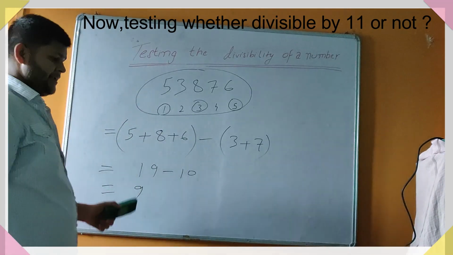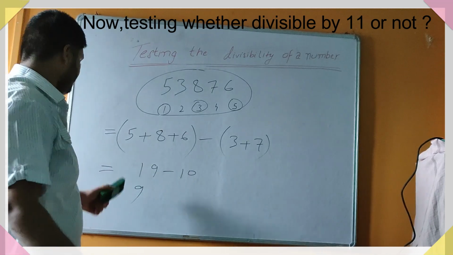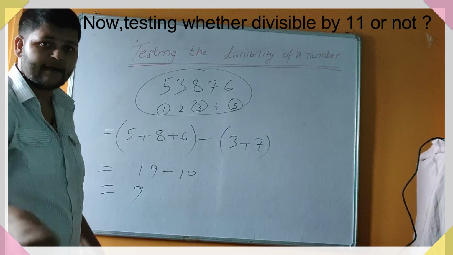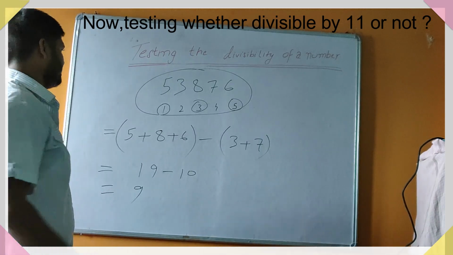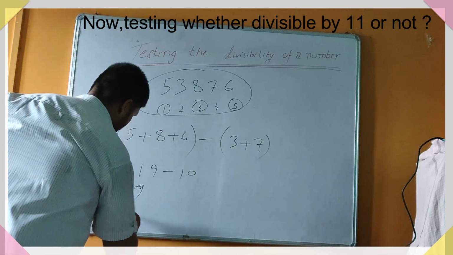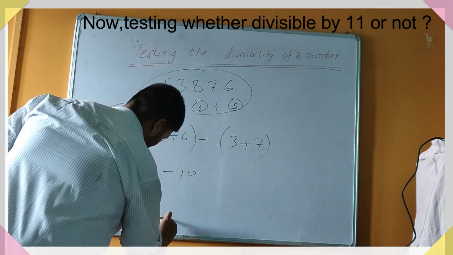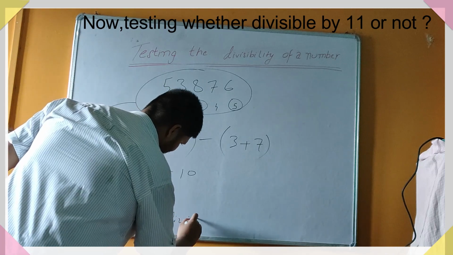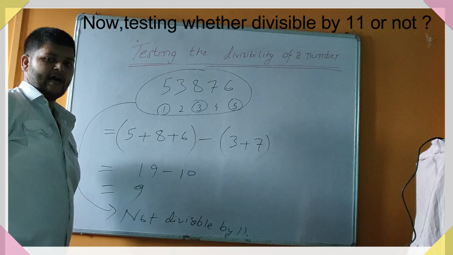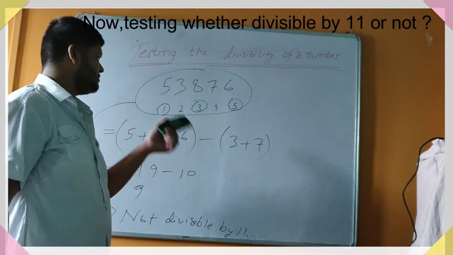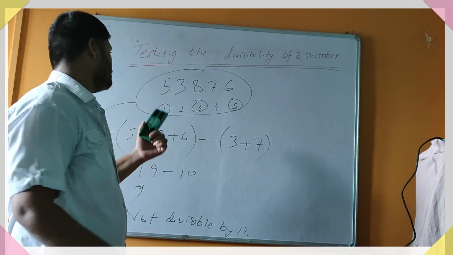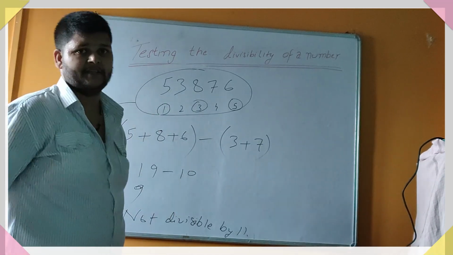Do you think this 9 is falling under the table of 11, or this 9 is a multiple of 11? No. So it is no. That means this number is not divisible by 11. I hope you are clear with all these divisibility rules. Just you need to practice every day so that you can gain proficiency. Thank you.